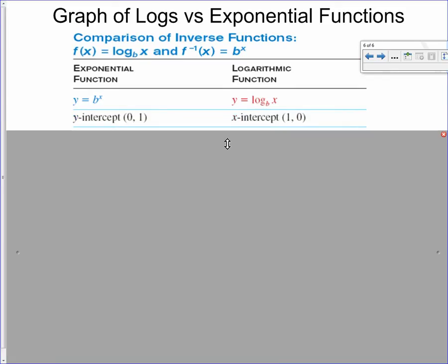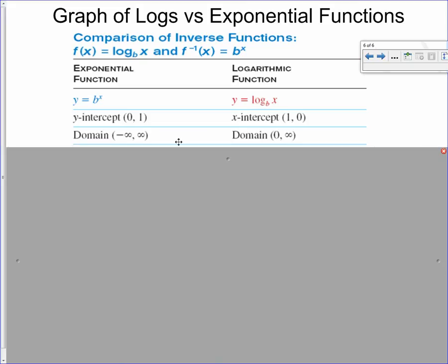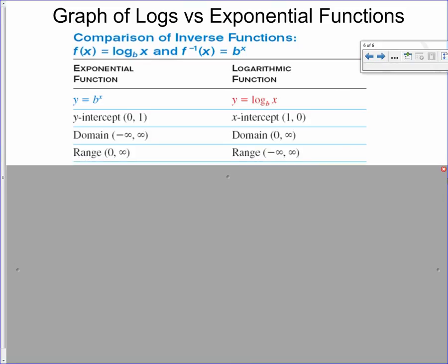The y-intercept of the exponential is (0, 1), whereas the x-intercept of the logarithmic is (1, 0). I want you to start to think about what pattern you're noticing there. The domain of the exponential is all real numbers. The domain of the logarithmic is only positive numbers. The range of the exponential is positive numbers, whereas the range of the logarithmic is all real numbers. Again, I want you to think about what patterns you're starting to see here. How are these graphs going to be related?